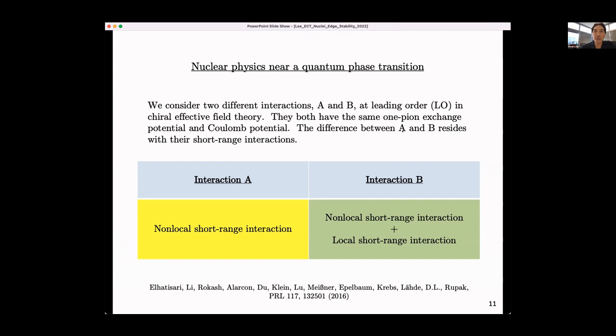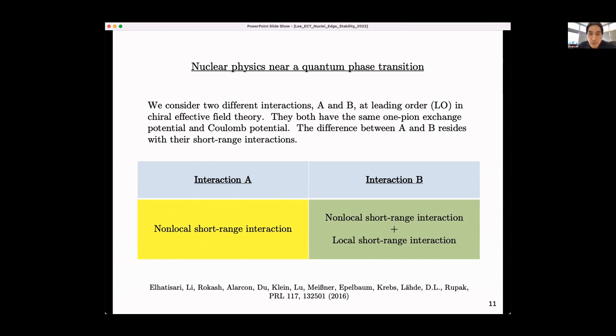Okay, the only difference between A and B is in their short-range interactions, meaning not the pion exchange, not the Coulomb potential, but their short-range interactions are slightly different. For interaction A, the interactions are very much non-local. And for interaction B, there's a mixture of non-local and local.